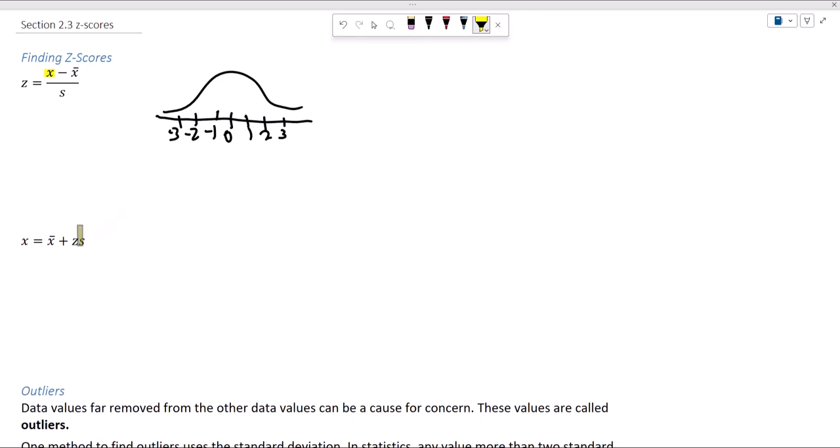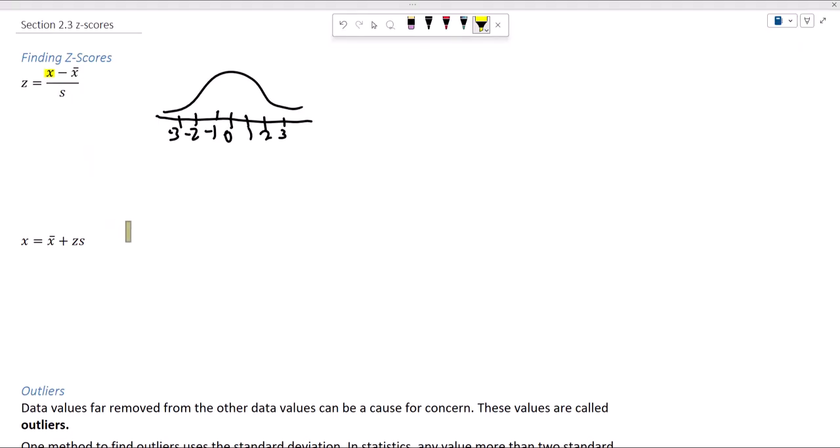Now sometimes we have a z-score and we want to know what our data point looks like. This formula here is this formula just rearranged. We multiply by s and then add x bar, and we get this to solve for x. A quick bit of algebra.